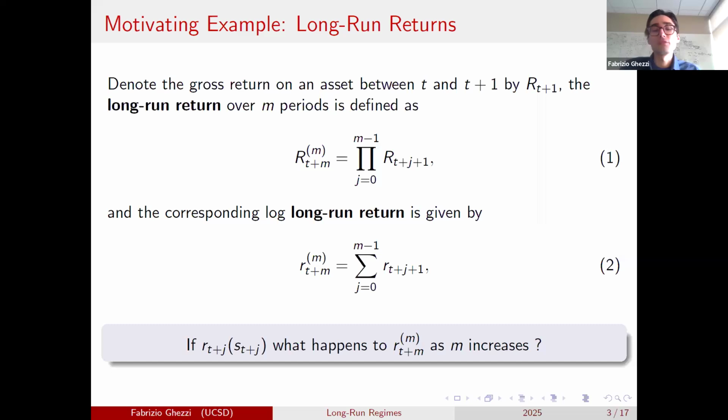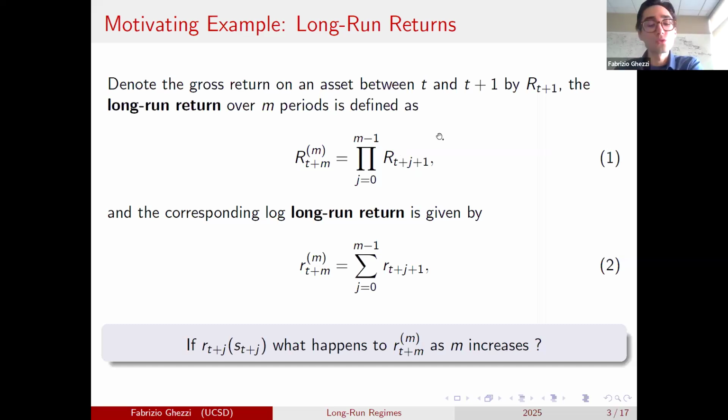So basically, if you define the return of an asset between time t and t plus one, you get this one period return. You can then define the long run return over n periods by taking the cumulative product of the returns over this period. So if you take just the plain return, the long run return over n periods is the accumulation of the one period return over this horizon.